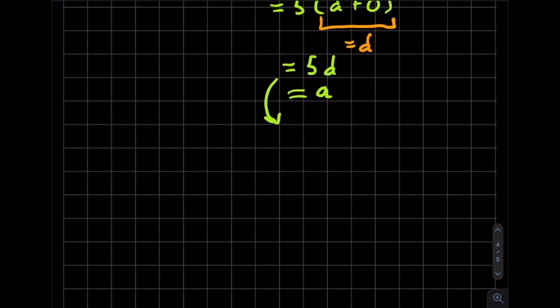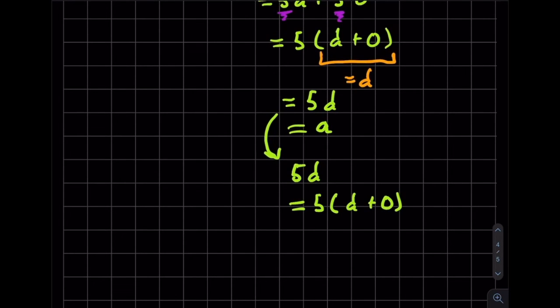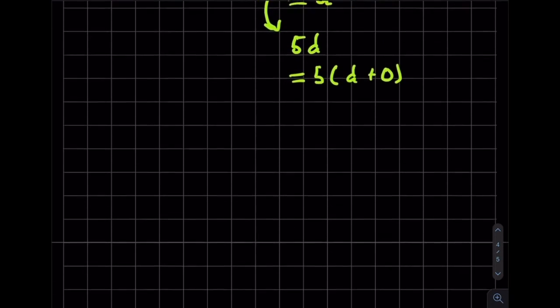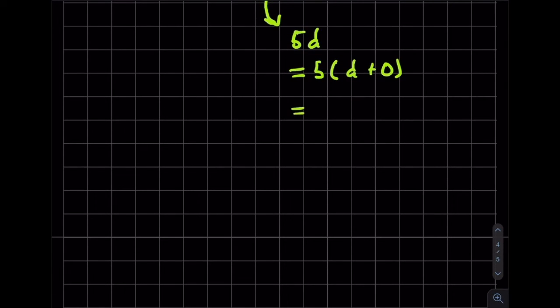I'll take this 5d, and I know 5d to be equal to 5 times d plus 0, right, I'm sort of going backwards now, d plus 0 that we had here. But I know that the integers have the identity 0. And so I know that I can flip those now. I can do 5 times 0 plus d. And that's a property of the integers in general.